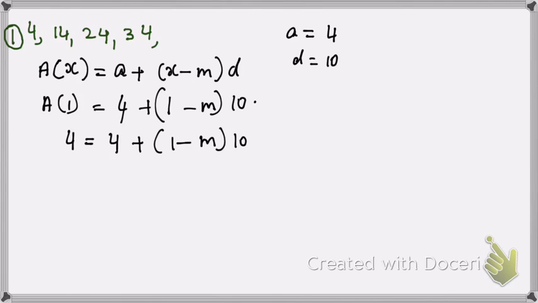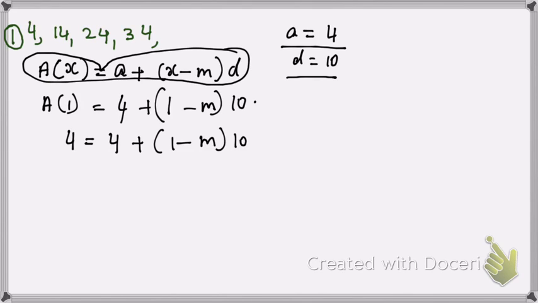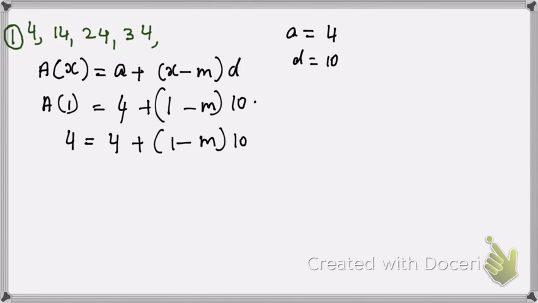Okay, so all we have to do here in this case is substitute a of 1 with 4, right? And then substitute the values of a and d in this equation, correct? That's all we have to do here. So when we do that, we can solve for m, correct? So we can find the value of m. That's the first step.